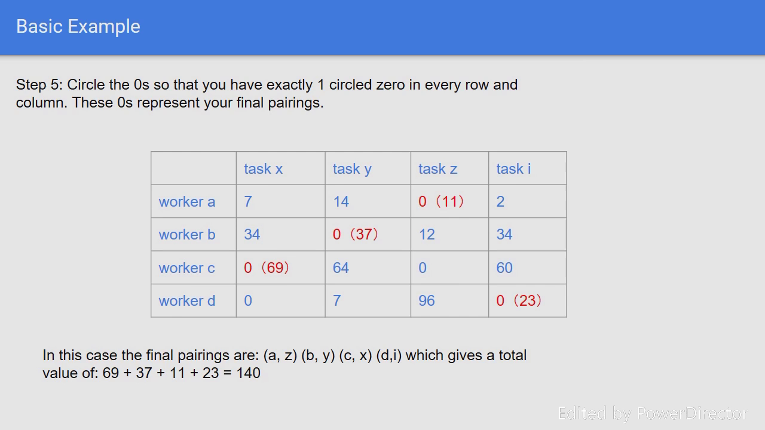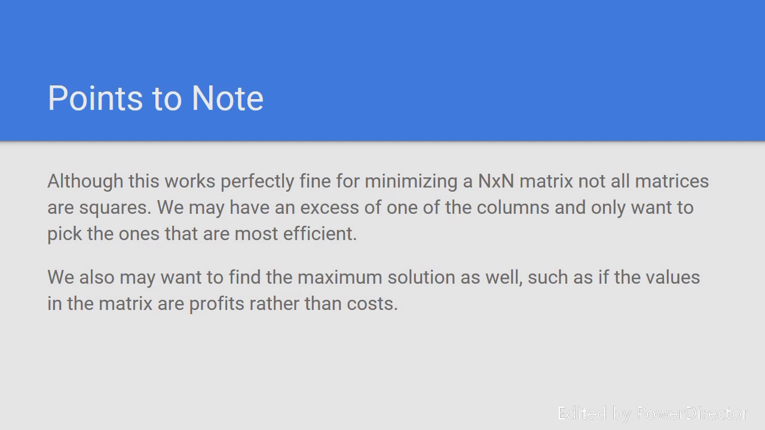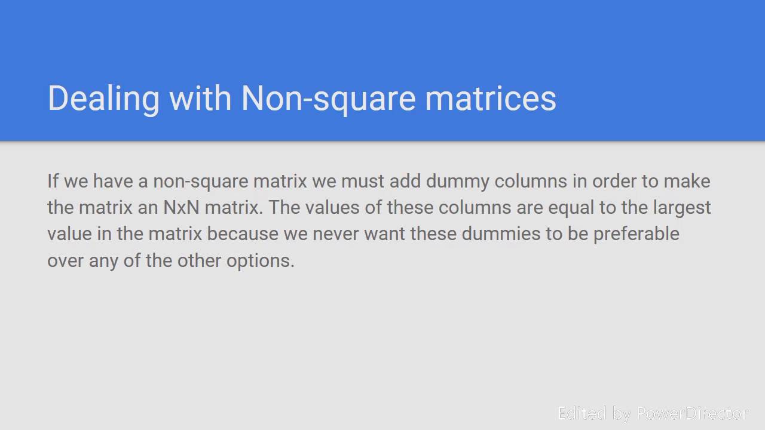Now that we solved the most simple case, we need to consider the other cases in which you can use this algorithm. These cases are if the matrix is uneven, or if you want to maximize the solution rather than minimize it. To solve this problem for a non-square matrix, we must simply turn it into one by adding dummy columns or rows. The values of these dummies equal the largest value in the matrix, because we want these options to be the least preferable option. They represent not using that agent or task at all in the solution.